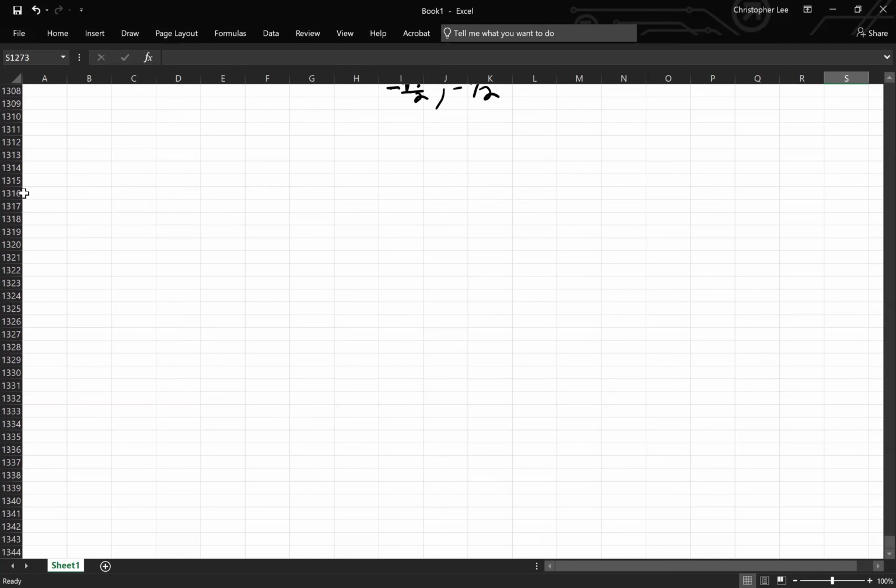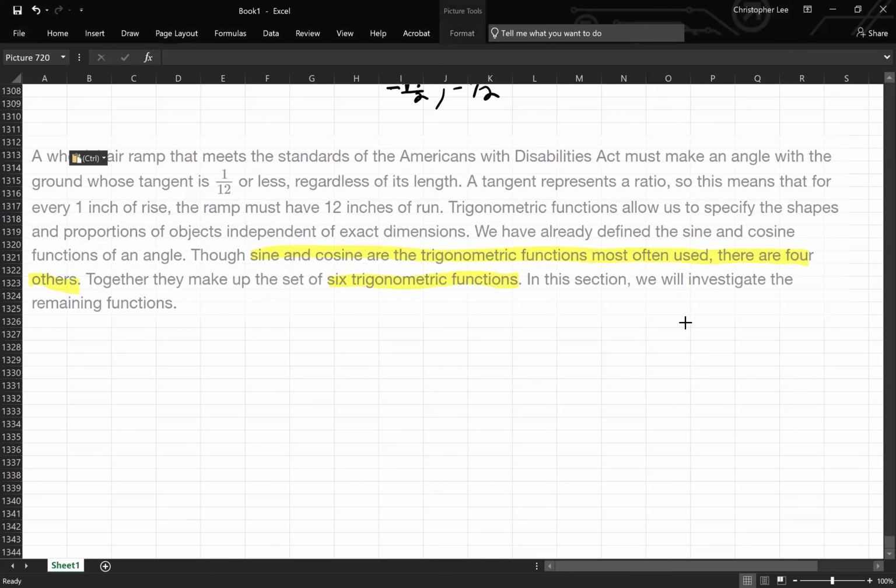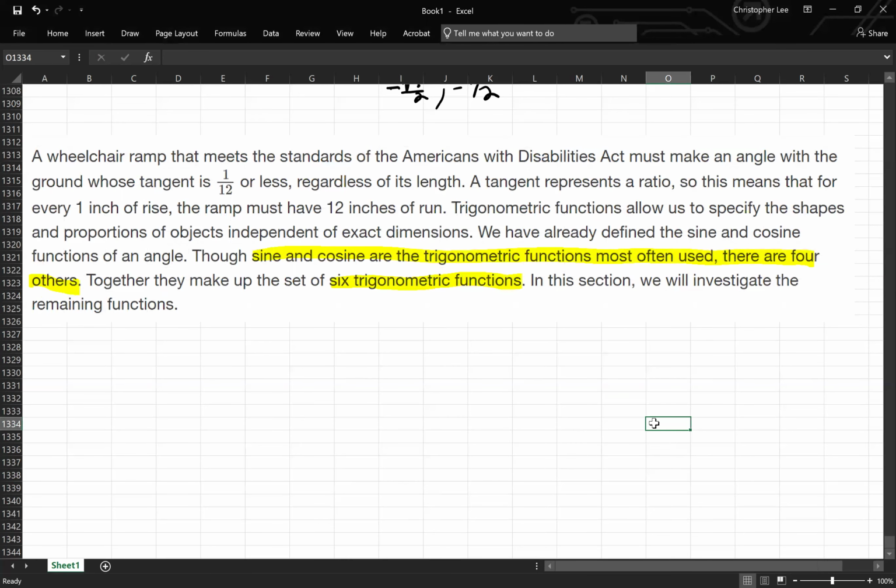So this next thing is actually really, really interesting. I personally didn't know this, but I want to share this with y'all. A wheelchair ramp that meets the standards of the ADA, the Americans with Disabilities Act, must make an angle with the ground whose tangent is 1 over 12 or less, regardless of its length. A tangent represents a ratio. So this means that for every 1 inch of rise, the ramp must have 12 inches of run.